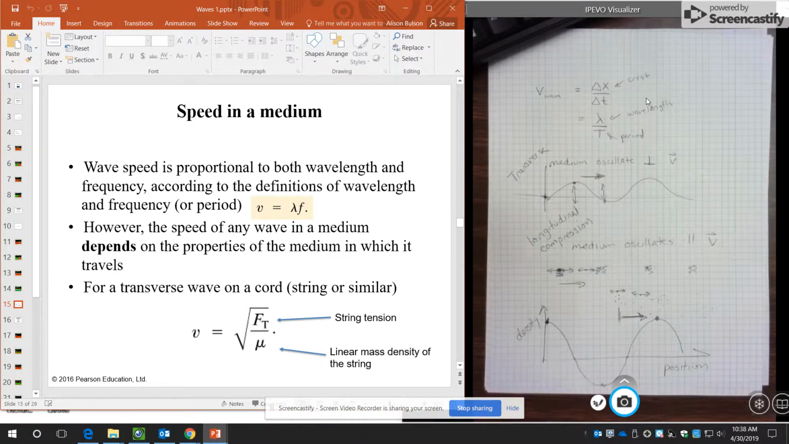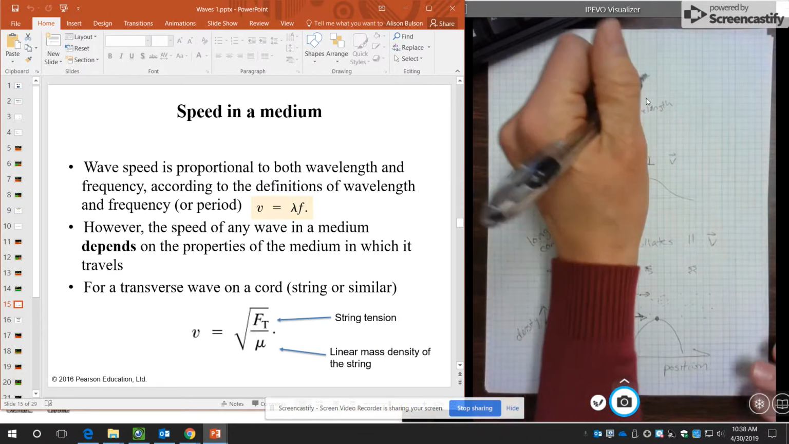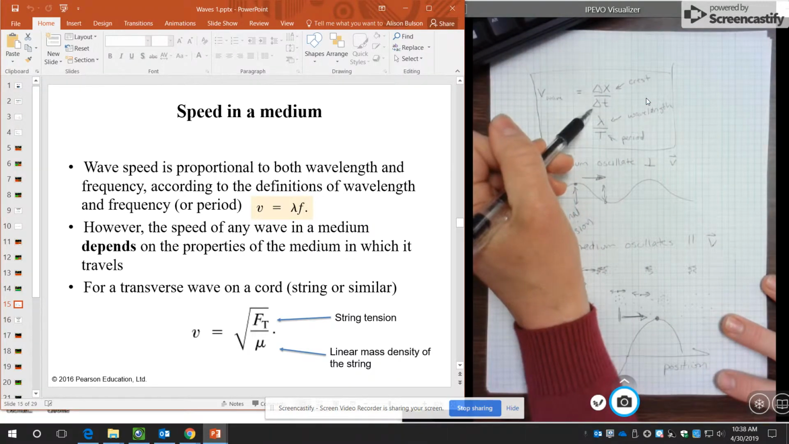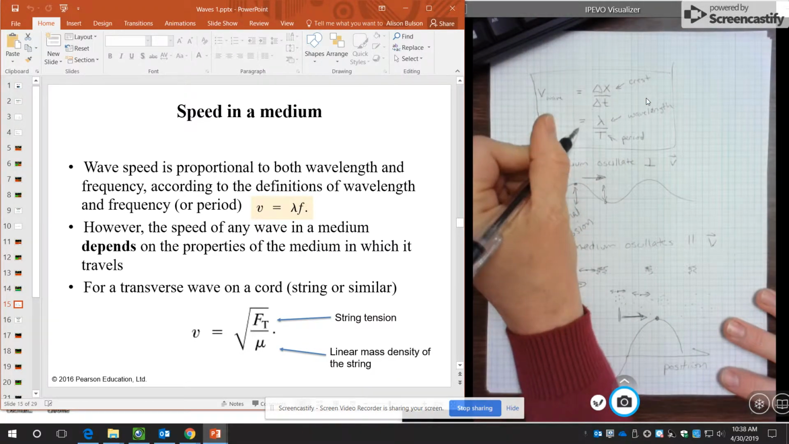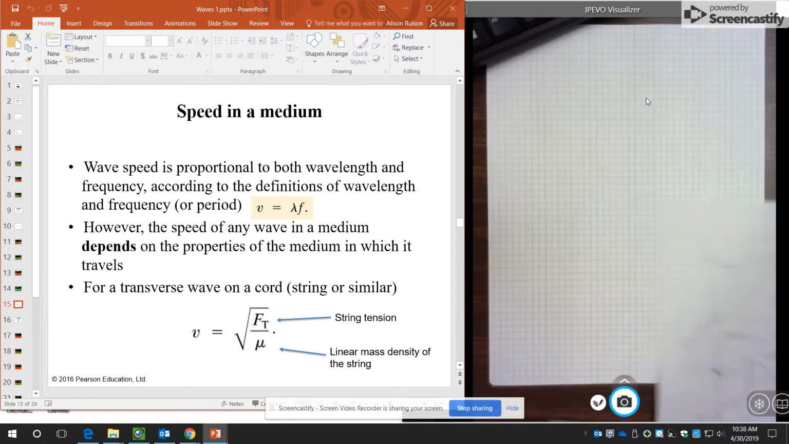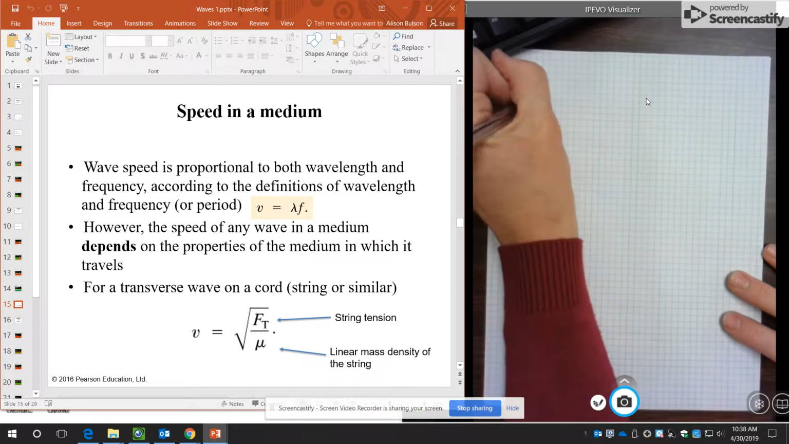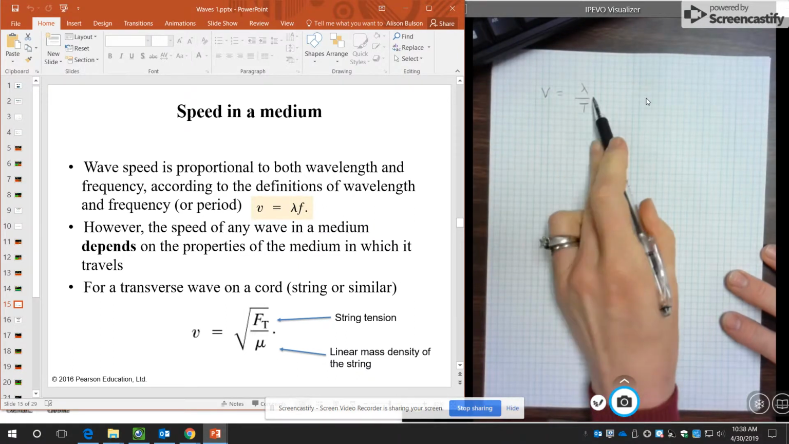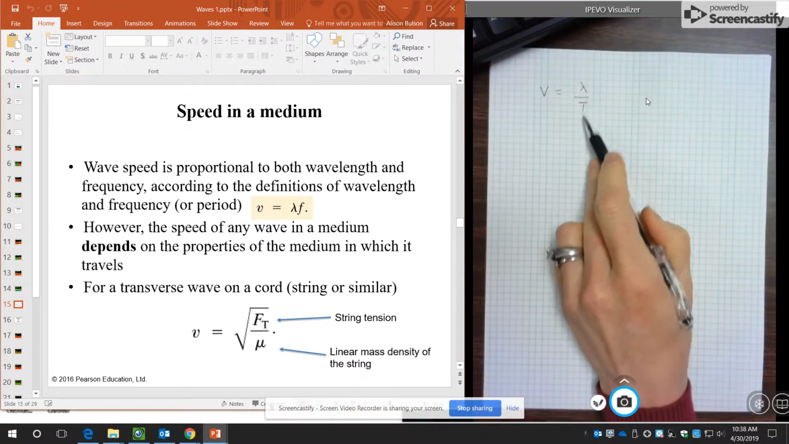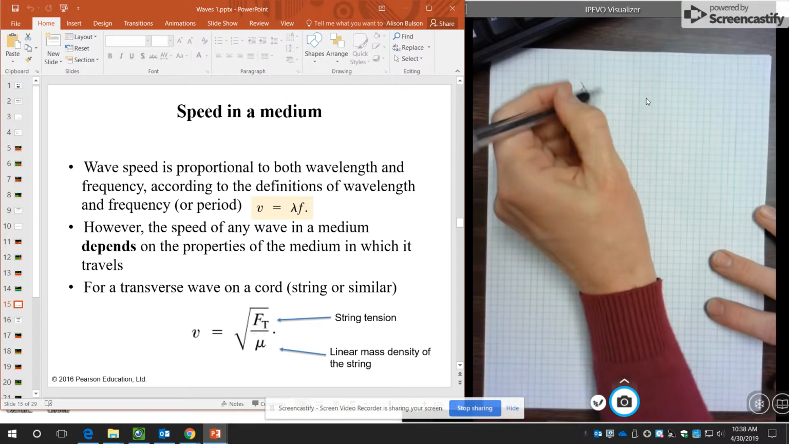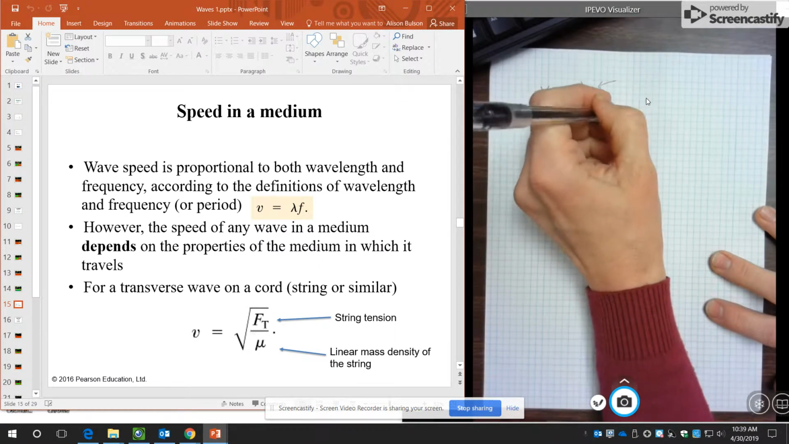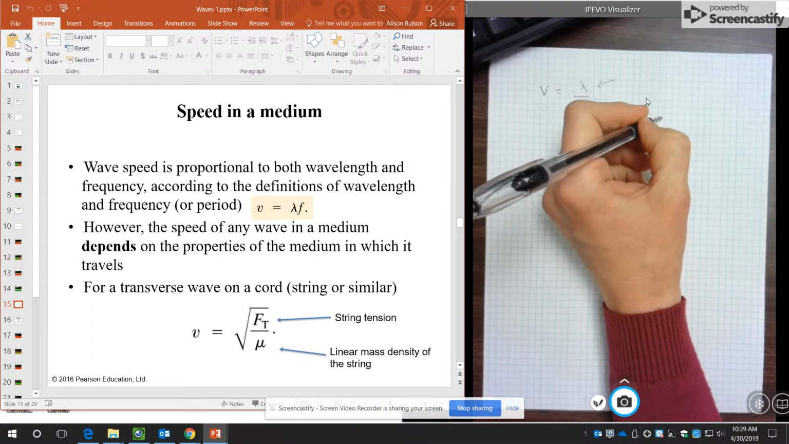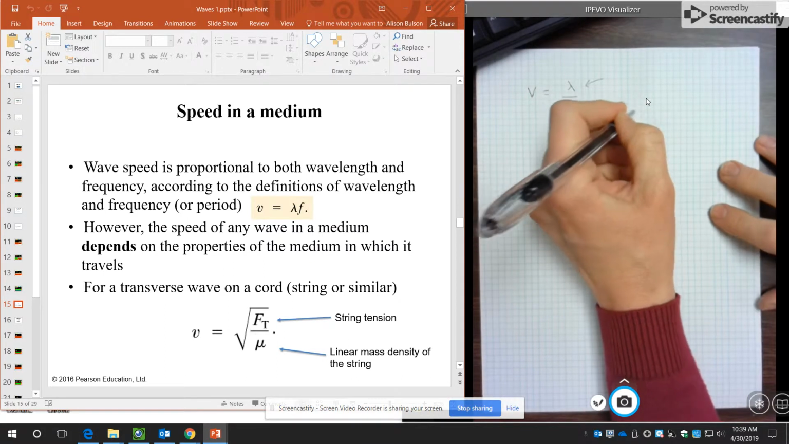So, speed in a medium. We've talked about wave speed. Our definition for velocity, distance per time, led us to the wave speed equation. Wave speed is wavelength divided by period. But the wavelength is determined by the medium itself. The period is determined by the frequency of the oscillation that causes the wave.